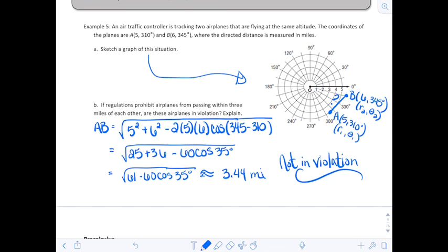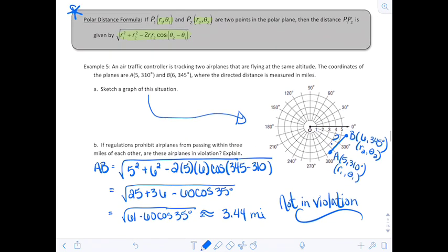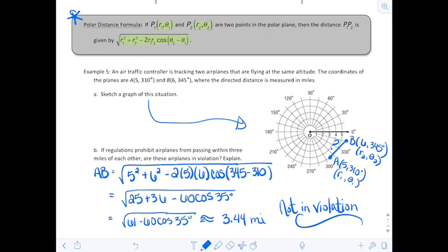Okay, so this takes us up through 9.1, polar coordinates, and some graphing and the distance formula.